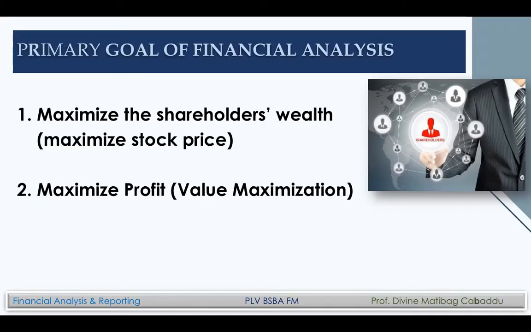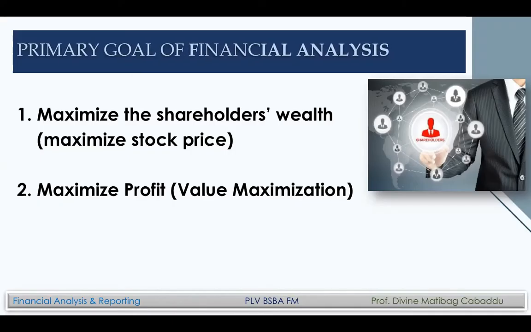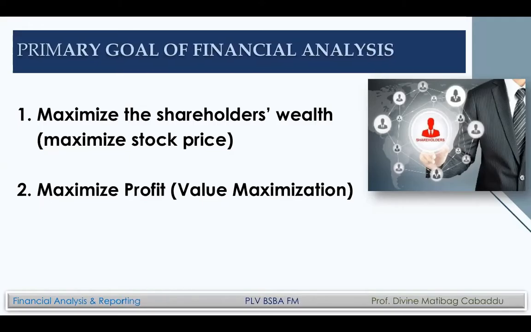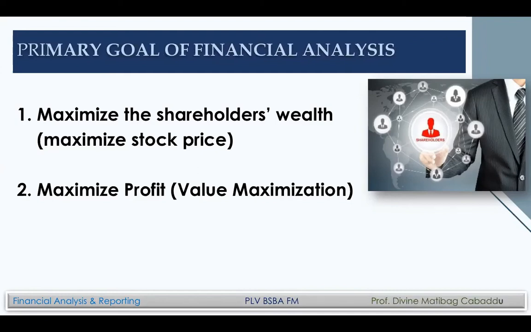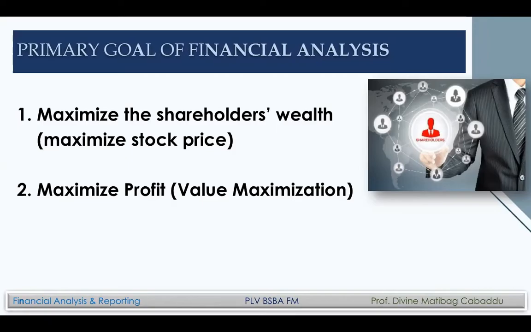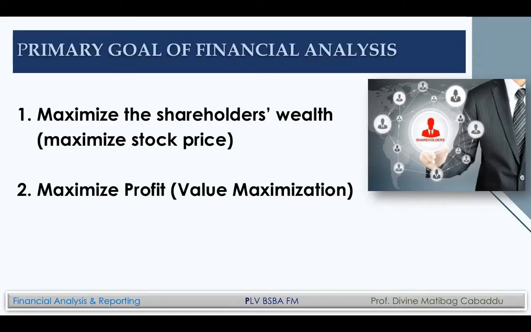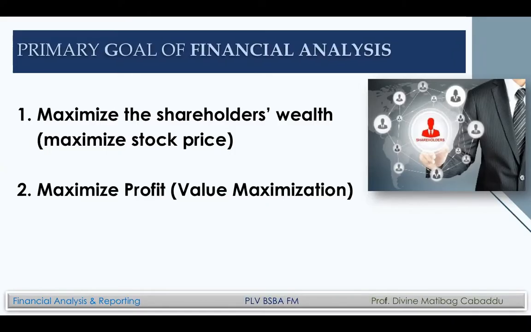I'm sure you have already learned from your financial management 1, the primary goal of financial management or financial managers. All right, so it's basically the same with the primary goal of financial analysis, which is, first one, it's maximizing shareholders' wealth through maximization of stock price. And secondary is the maximization of profit or value maximization. Now, these 2 are different. The first one, it has something to do with perceived value of the company. What is the market value of the company?